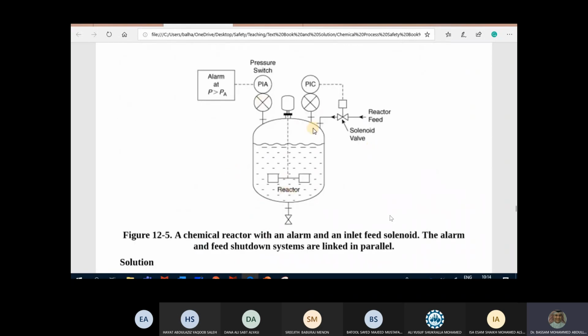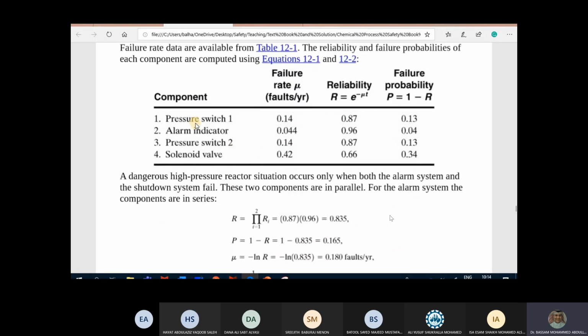So what do we have here? This is what we have. Now we are going to include our switch alarm and the switch for the controller and the solenoid valve. So this is what we have: pressure switch 1, alarm indicator, pressure switch 2, solenoid valve. And from the table, we see that for switches, this is the faults per year. For alarms, this is the faults per year. And for solenoid valves, these are the faults per year. So these are the faults.